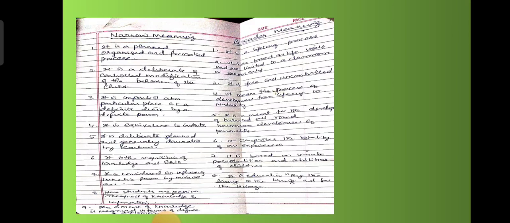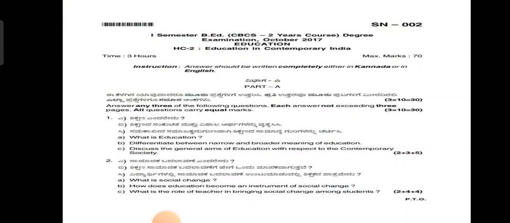See, in 2017 they asked this question. The first question is, what is education? The B part is, differentiate between narrow and broader meaning of education. And then finally, discuss the general aims of education with respect to contemporary society. There are a few points that you have to learn. When you present a paper, this is the first answer, part A.